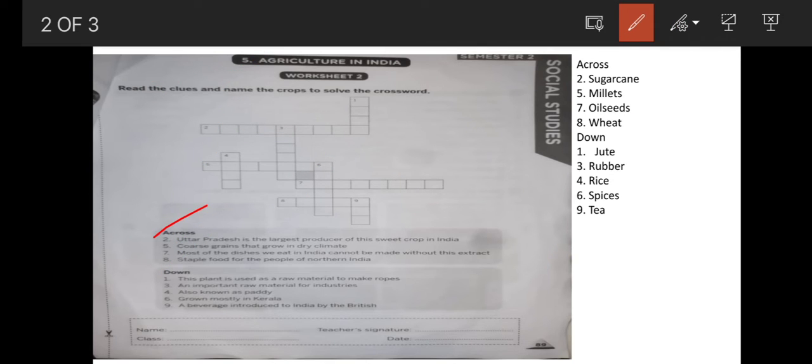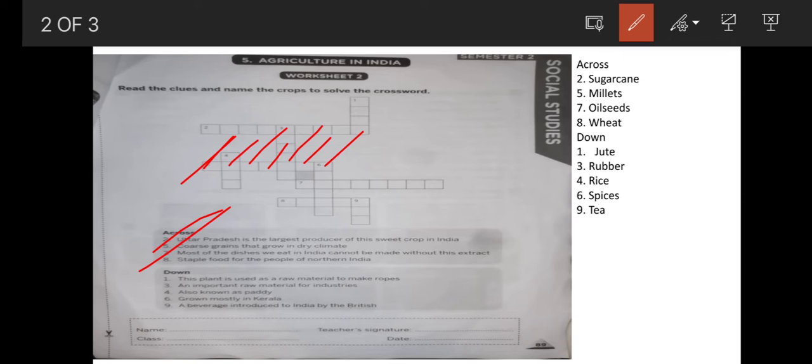First, let us solve across. 2. Uttar Pradesh is the largest producer of this sweet crop in India. So Uttar Pradesh is the largest producer of sugarcane. The answer is sugarcane. Next, question 5. Coarse grains that grow in dry climate. Here we have to write millets. Millets.